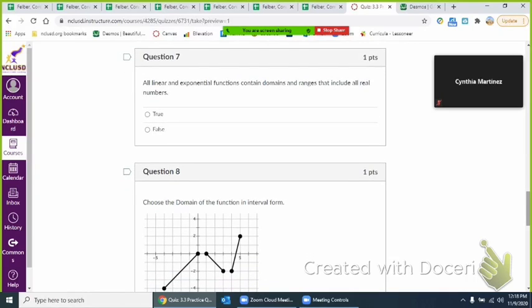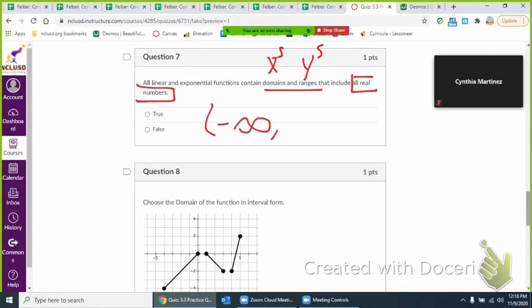All right, so when you get to number 7 here, it says all linear and exponential functions contain domains and ranges that include all real numbers. Okay, this goes with the one we just did. Remember, domains and ranges means X's and Y's. And all real numbers, that's like this. That's every number in existence, like forever both directions. And we just got done saying that was false, right? The range does not do that. So this one kind of goes with number six.